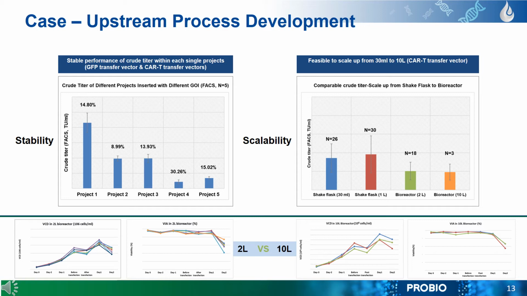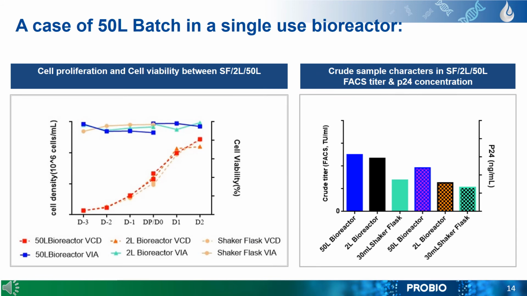Then, we explored our method in scaling up the manufacturing process. We scaled up from 30 ml shake flask to 10 liter bioreactor. The crude titer showed good consistency from small scale to large scale, both in shake flask and glass bioreactor. We compared the cell proliferation and viability in the shake flask, the 2 liter bioreactor, and the 50 liter bioreactor. The results showed that the cell growth in the 50 liter bioreactor was stable. The crude titer showed good consistency from shake flask to 50 liter bioreactor.